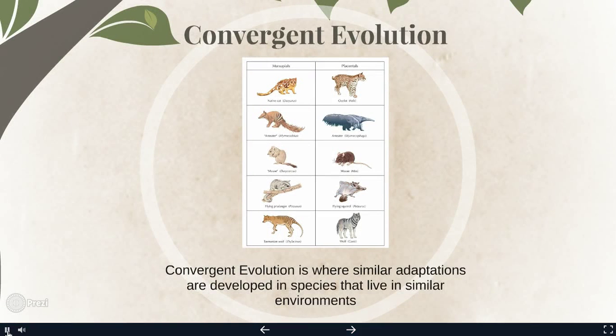Convergent evolution is when organisms that have no close genetic relation independently evolve similar traits as a result of having to adapt to similar environments. This is best shown in the comparison between Australian marsupials and other mammals as shown here.